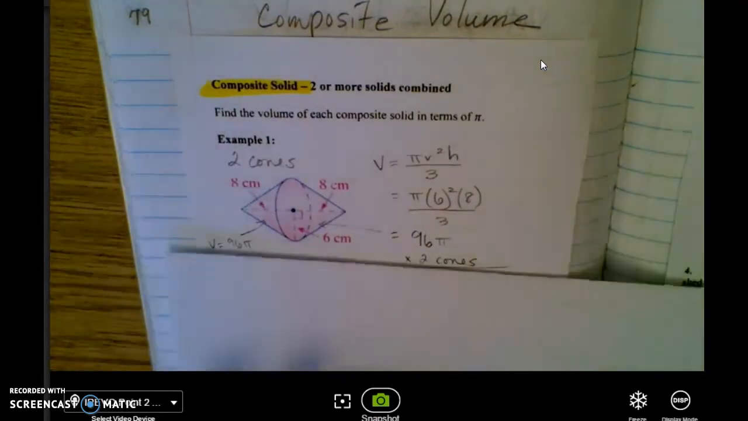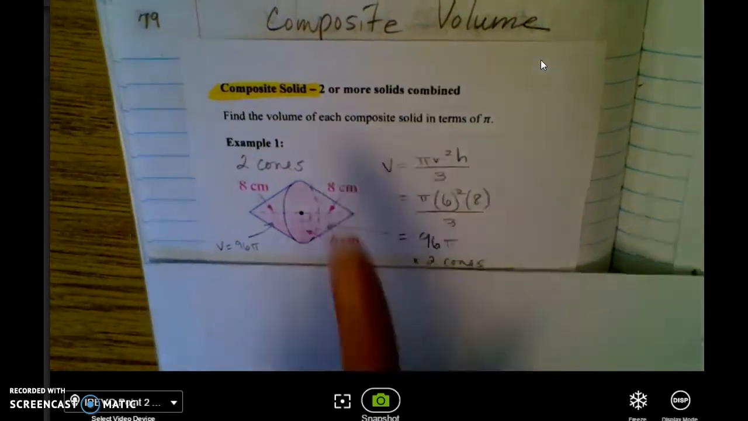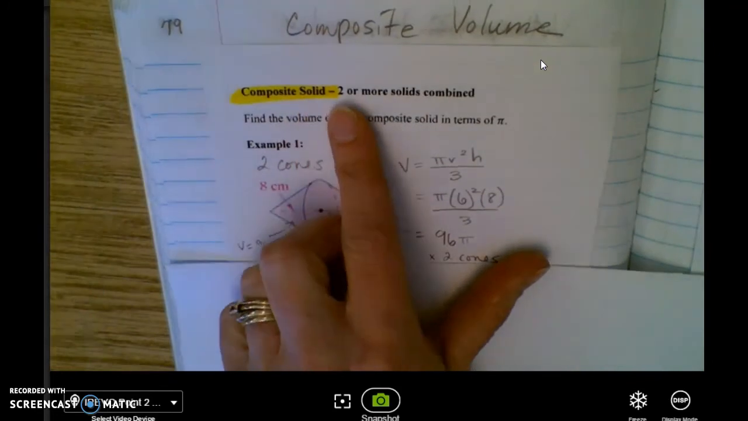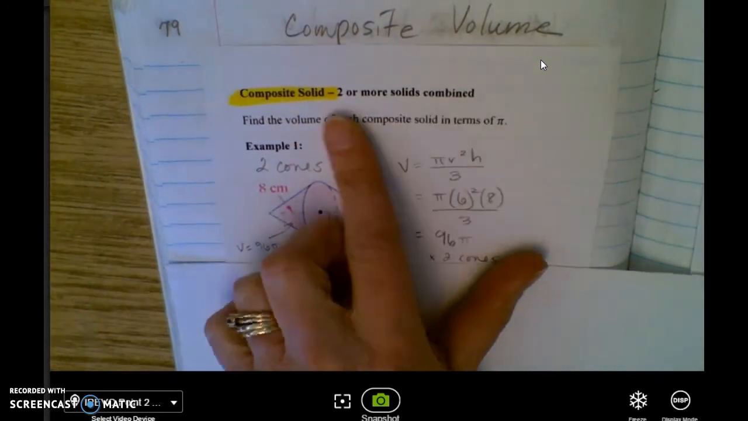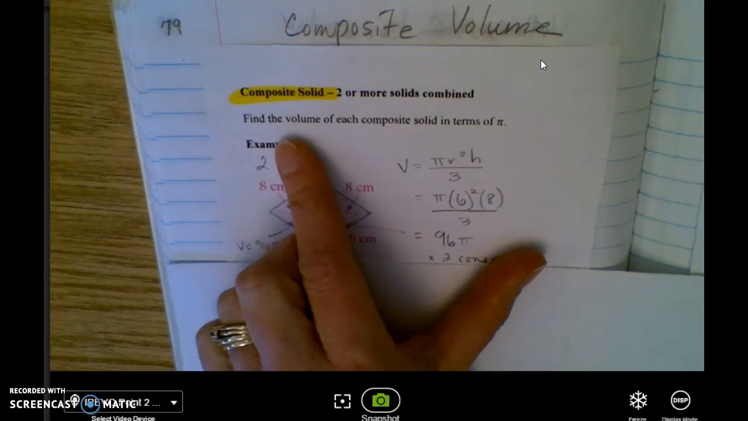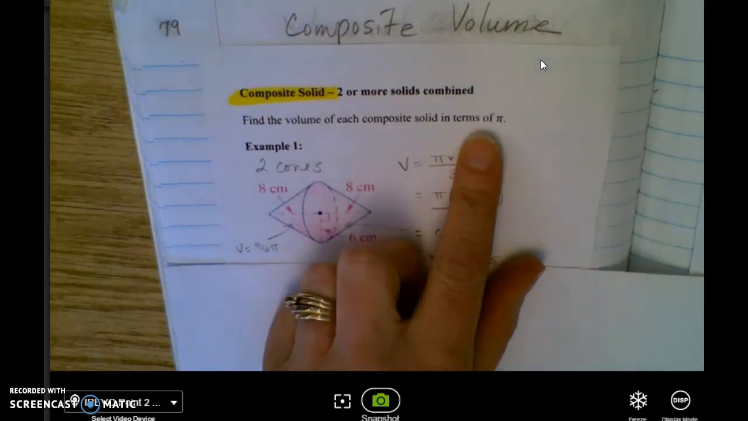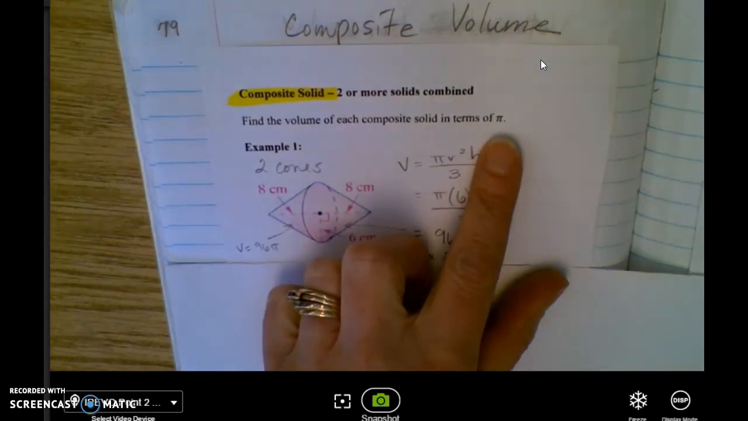Okay, so your first composite shape that you're going to see, again, we talked about composite solids being two or more 3D solids that are combined together somehow. We're going to find the volume of each, and we're going to leave our answer in terms of pi, just so it makes it easier.